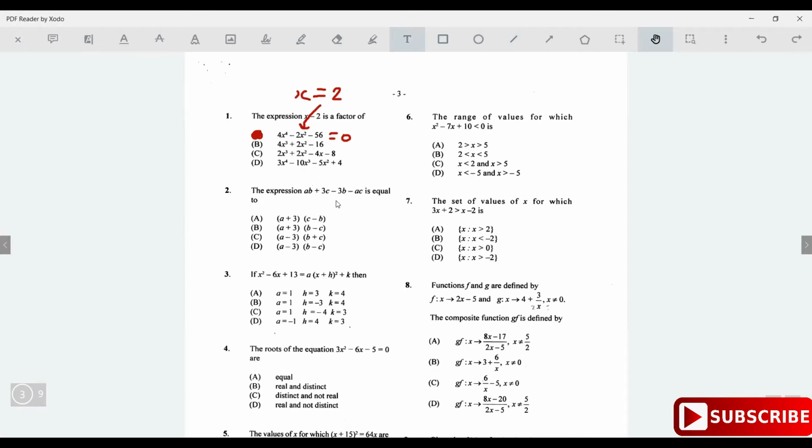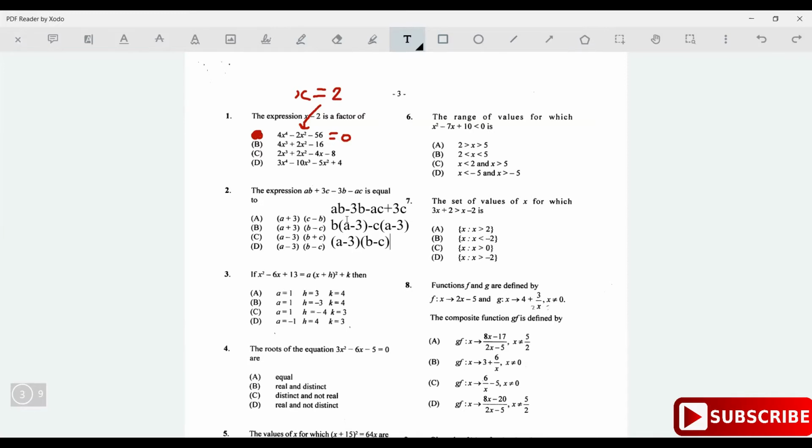Nice. This one right here, we have a plus b plus 3c minus 3b minus ac. You need to group like terms, so maybe you want to group ab with minus 3b. Then you can group 3c with minus ac. Let me rewrite the order. I'm going to write it as minus ac plus 3c. Then you can factor out b, I have a minus 3, close the bracket. Then I'm going to factor out c, actually minus c, and I'm going to have a minus 3. So this works out to be a minus 3 times b minus c.